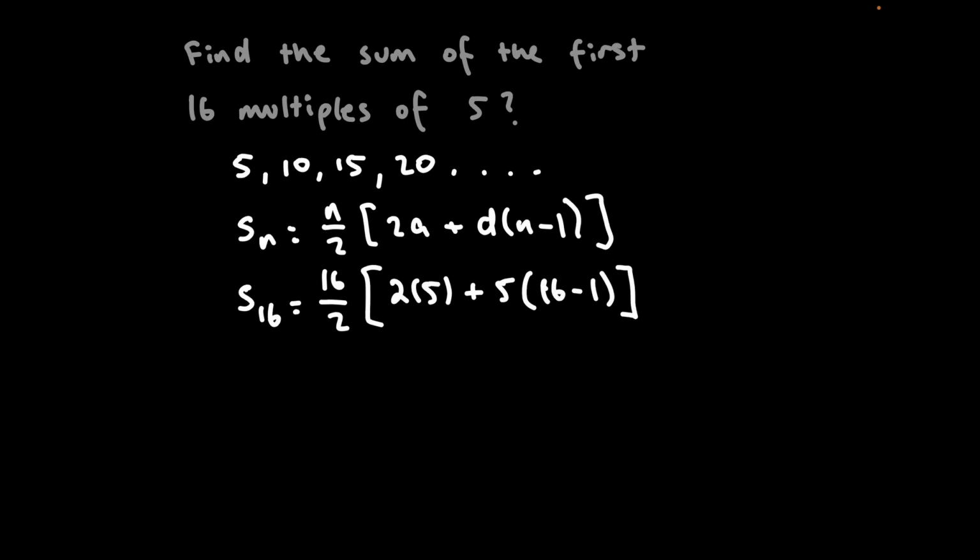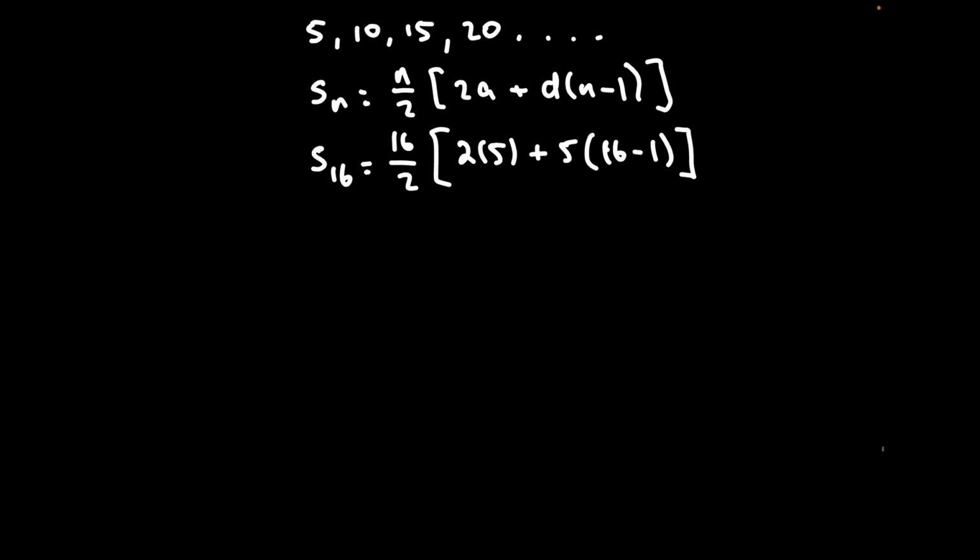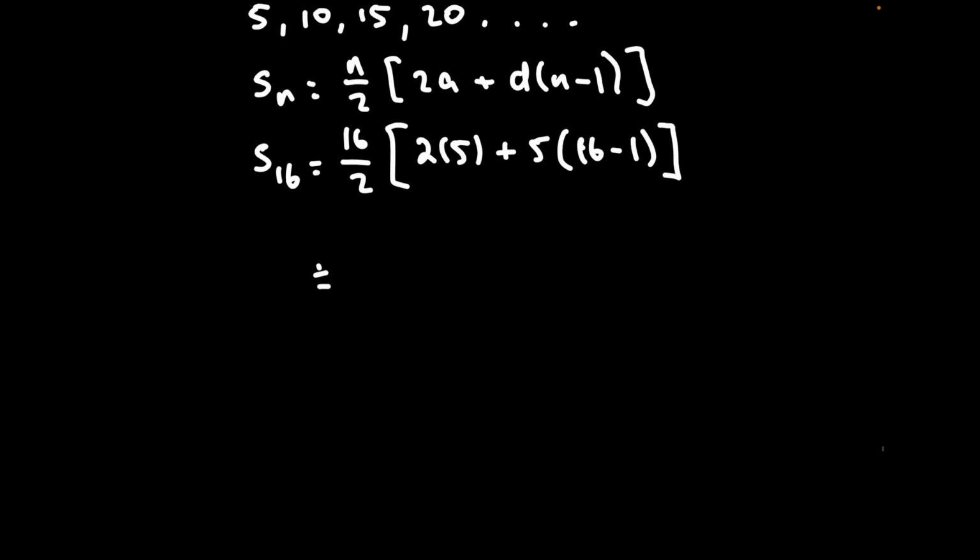So 16 take 1. To work this out, we can simply say 16 on 2 is 8. So now 8 times 10 plus 5 times 15. And 5 times 15 is simply just 75. So now that we have that, we can do 5 times that is 75. So now we have 8 times the value of 85.